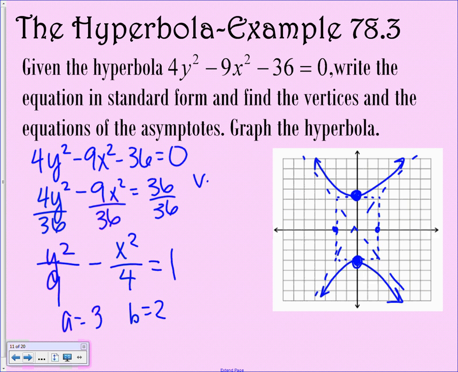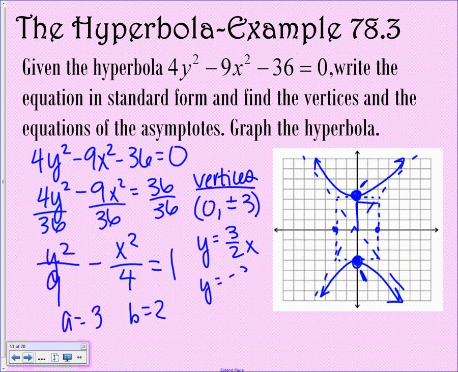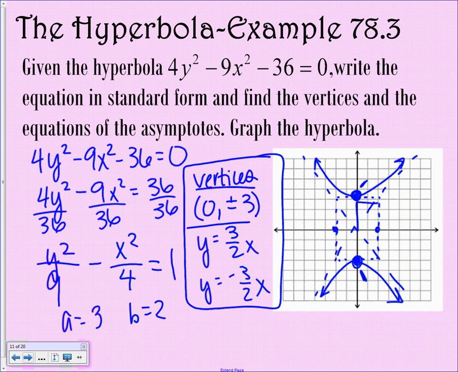So our vertices are 0 plus or minus 3, because it's this point here and this point here. And then the asymptotes. Y equals, we went up 3 and over 2, so 3 over 2, and then also negative 3 over 2. And so that's the other information you would need to have. Okay, so that's what lesson 78 is dealing with.